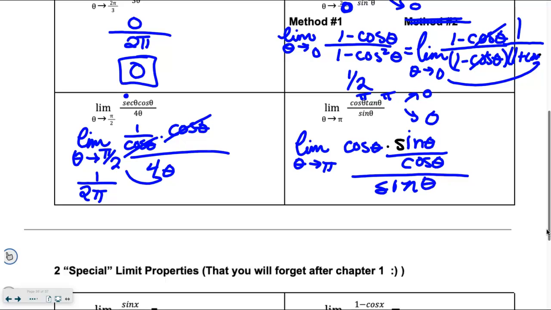so when I do that, you'll notice what I end up having is canceling for a 1, canceling for a 1. I end up taking the limit as theta approaches pi of the function 1.